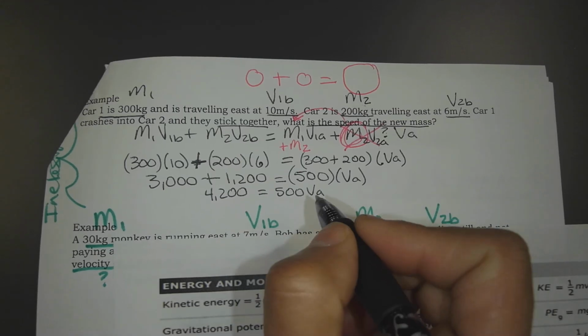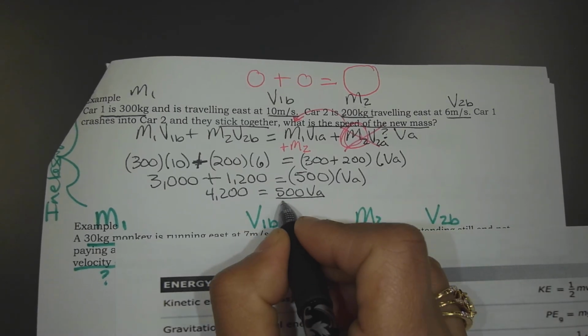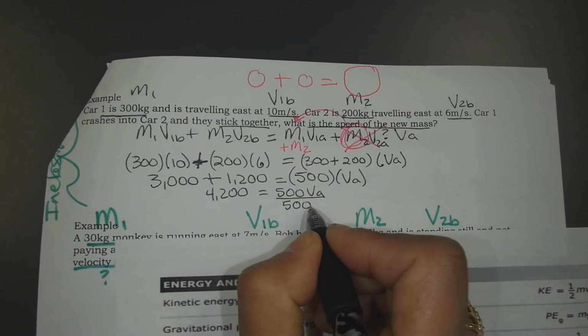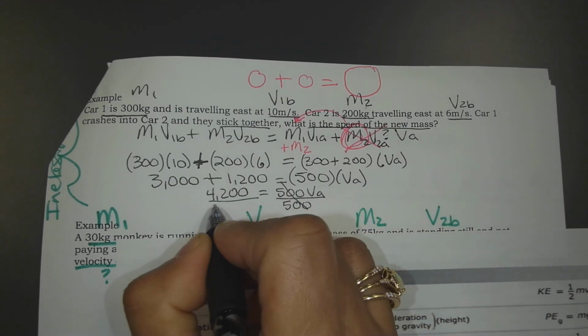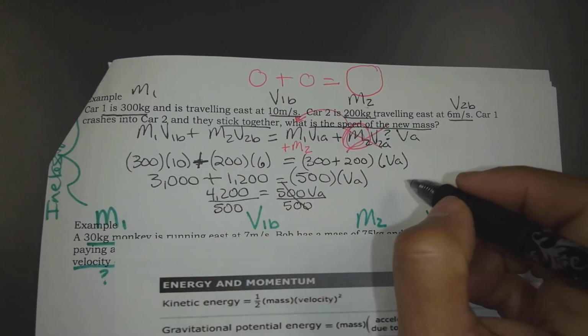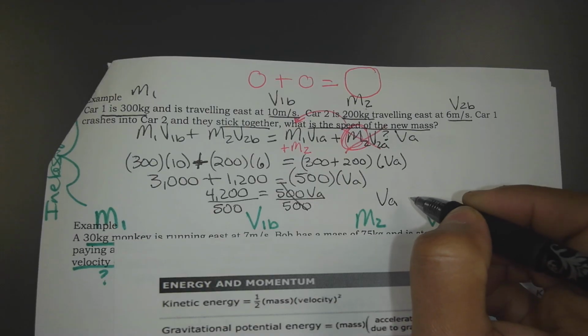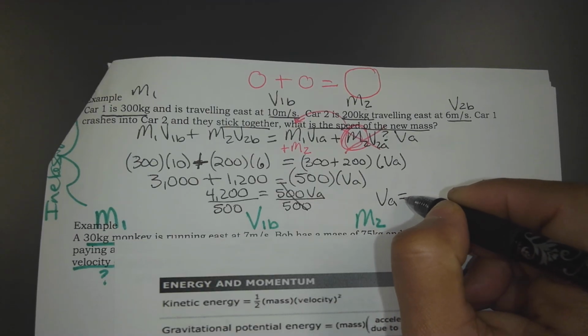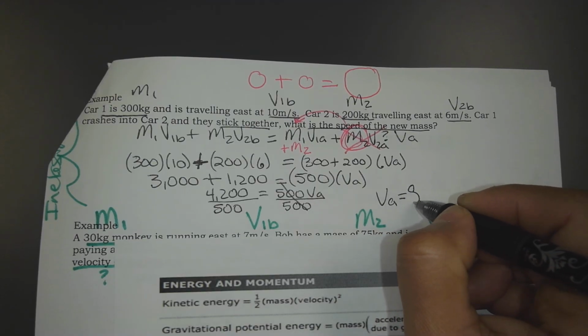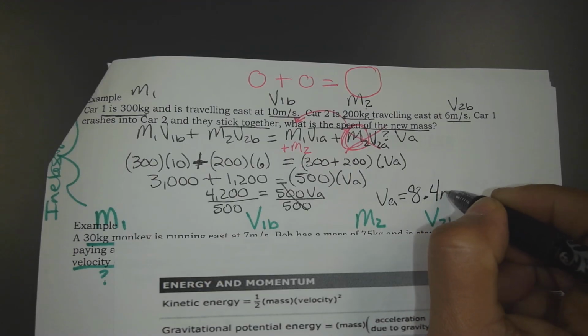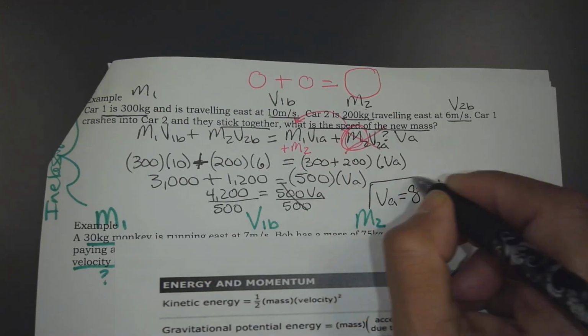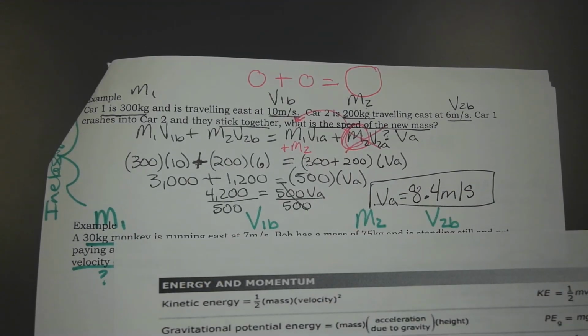All righty. Well, I will say that I need to isolate the velocity, so I'm going to divide by 500, divide by 500. The velocity of car 1 and 2 that crash together comes out to 8.4 meters per second. Not too bad. Hopefully that's what you got with your calculator as well. Again, just trying to get a little bit of practice before we take our quiz. Okay?